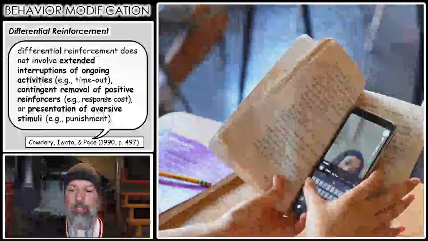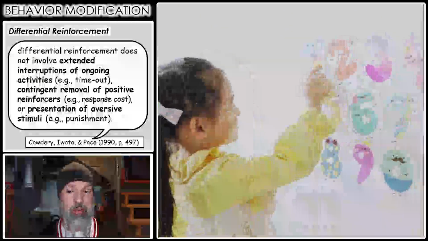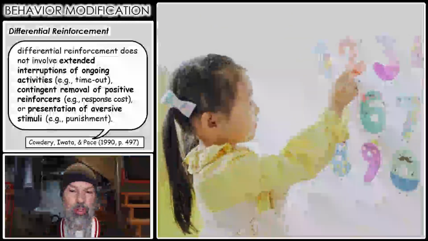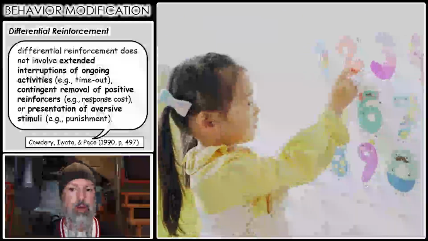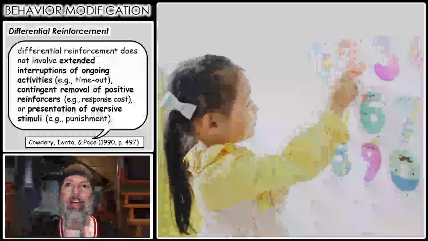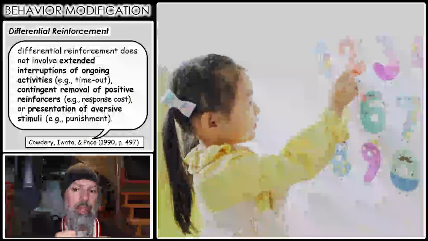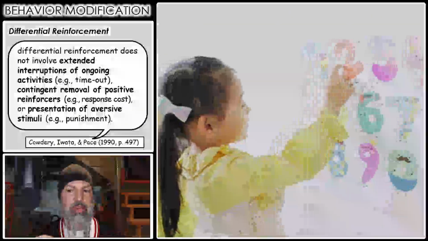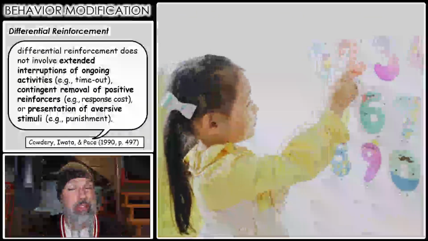All right, number 2, do not inadvertently reinforce other undesirable behaviors. This is one of the pitfalls, one of the traps of differential reinforcement of other behavior. Because differential reinforcement of other behavior does not require a specific replacement behavior, sometimes you can reinforce behaviors that are problem behaviors in themselves.